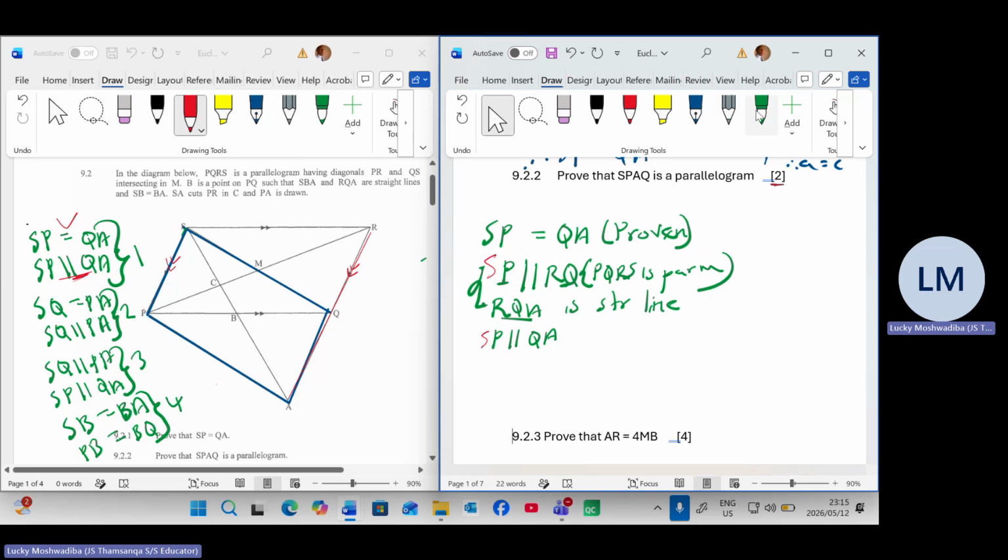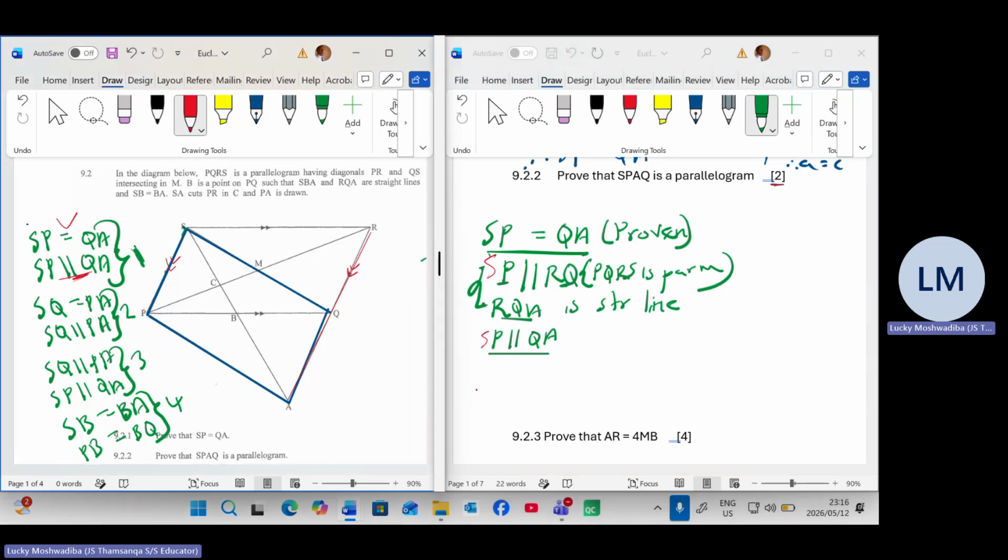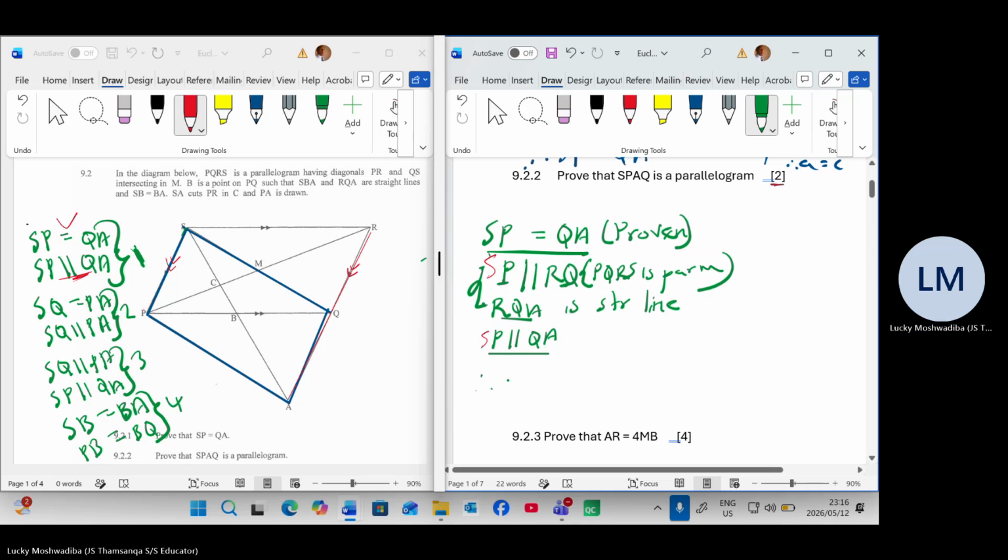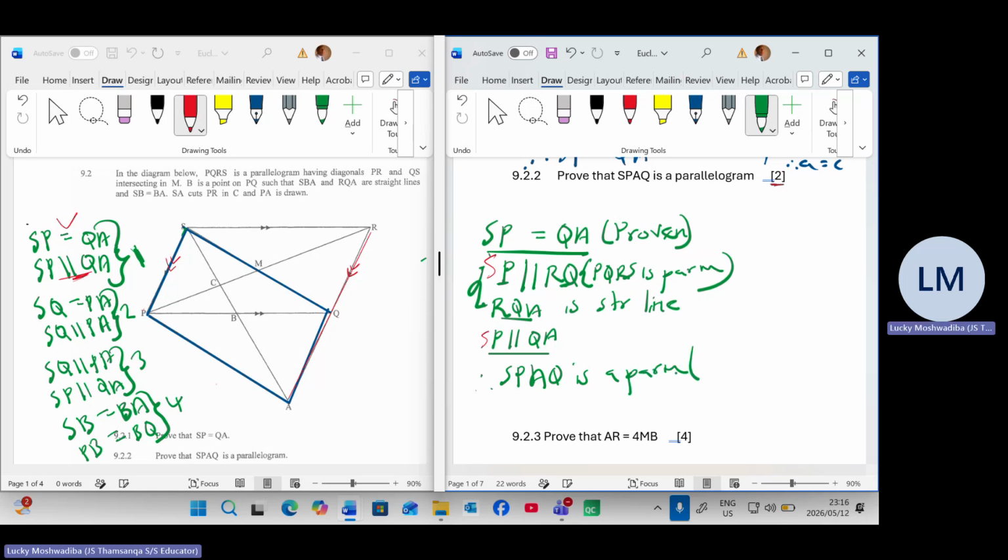Now, what have we done here? We have successfully shown that SP is equal to QA. We have also shown that SP is parallel to QA. This is our case 1. We can then draw a conclusion that therefore SPAQ is a parallelogram. I'll just write PAM. SPAQ is a parallelogram. Which property did we use, guys?